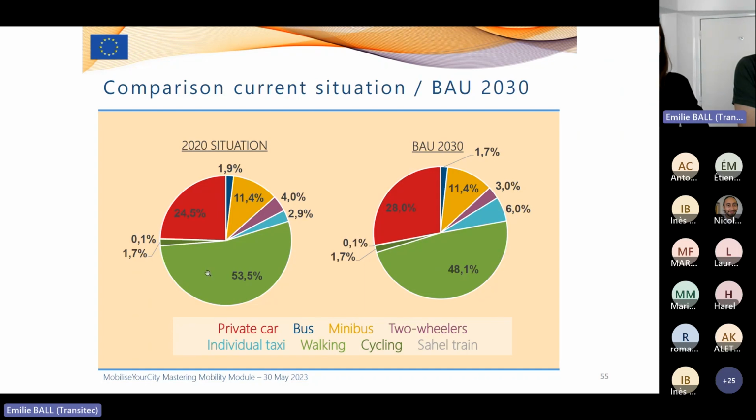People who were using walking for their trips in 2020 maybe shift to the car in 2030 because of the growing motorization rate. And it's interesting to point out that we also have an increase in the modal split of individual taxi, because individual taxis are becoming more and more collective. If we don't have an evolution of the public transport infrastructure and services, necessarily people will have to move to another type of mode, and individual taxi is one of the alternatives.